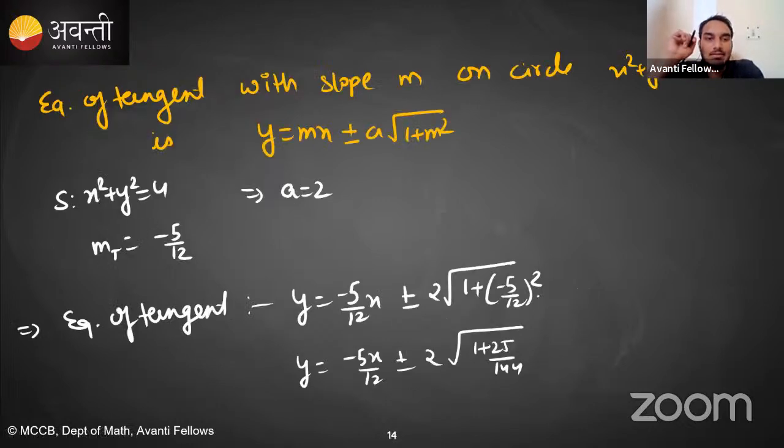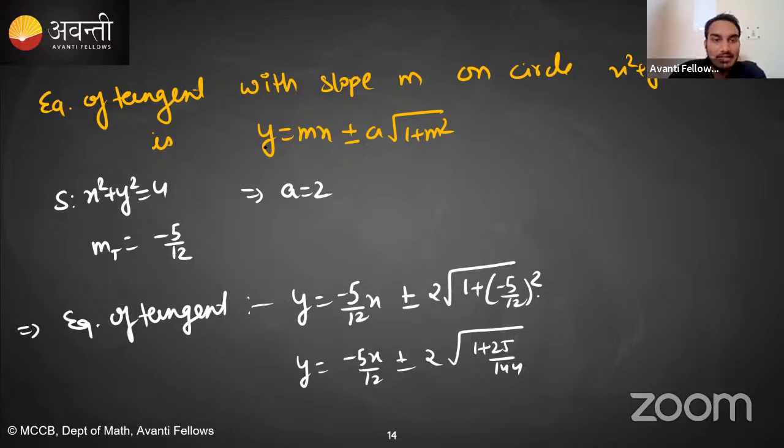So if we just know the slope of the tangent and the circle is in the standard form, the circle should be in the standard form. What do I mean by standard form? The center of the circle should be the origin.